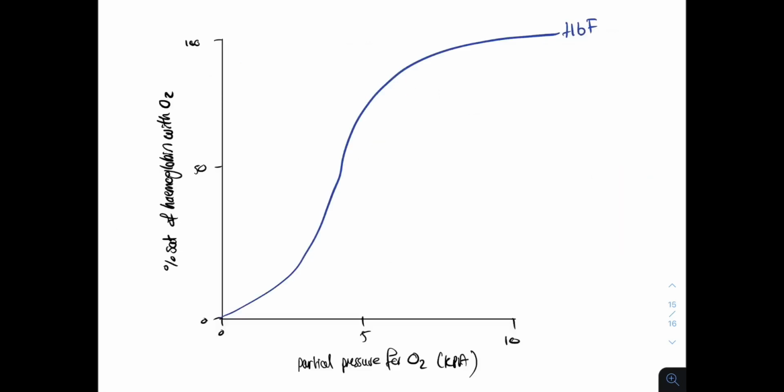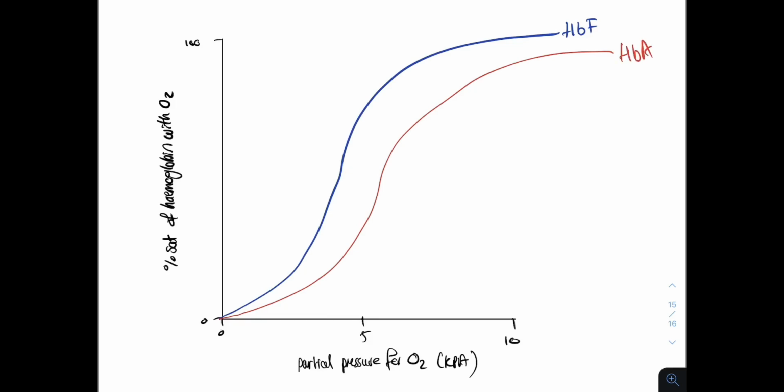Now adult hemoglobin has a lower affinity for oxygen compared to fetal hemoglobin. And so the curve will be shifted towards the right and look something like this, where the affinity of fetal hemoglobin is higher compared to that of adult hemoglobin.